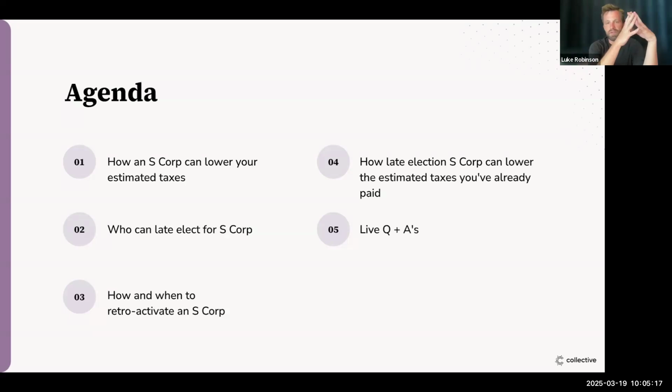So, let's say that you've already made a first quarter payment, or you've already paid some taxes to the government that you think you're going to owe. A retro S Corp election might lower those taxes that you've already paid. So you might get a refund. So we'll talk about that. And then, of course, like I mentioned, I'll answer some questions at the end. It'll be open forum and anyone can ask a question.